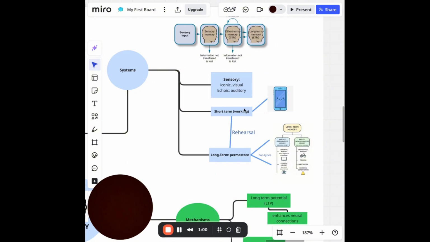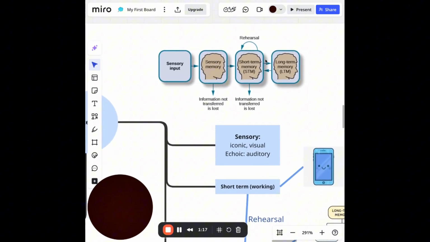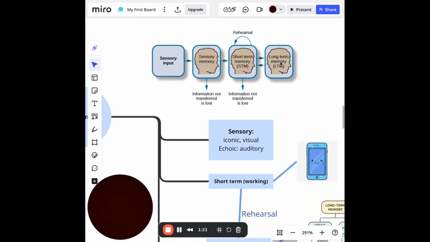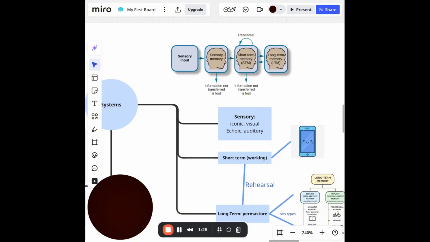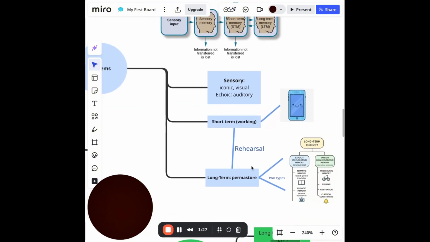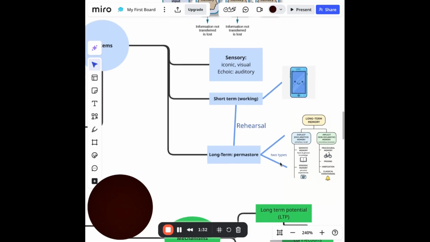From here, information can pass on into our short-term memory, our working memory, a limited capacity system where we actively hold and manipulate material. For example, remembering a phone number long enough to dial it. With rehearsal or deeper processing, this information may then enter our long-term memory, which has an almost unlimited capacity. So some of this knowledge may remain indefinitely in what we call the perma-store, like remembering your childhood home or how to ride a bike.